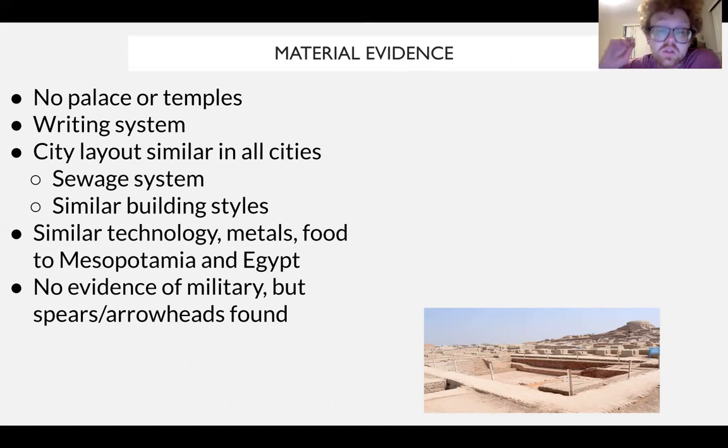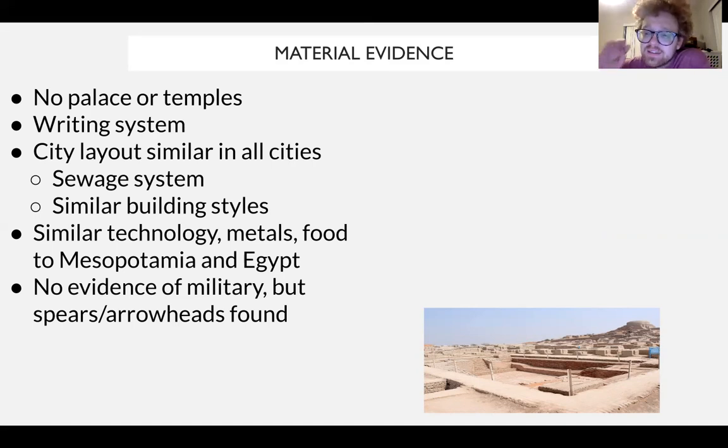We know that there was a layout that was similar in all 5 of these cities. We know that it was extremely well organized and that each city almost looked identical to the next in terms of all of its practical functions. We have an idea that they had similar access to technology and metal and food from Mesopotamia and Egypt, because these places, well, I'll talk about in just a second.